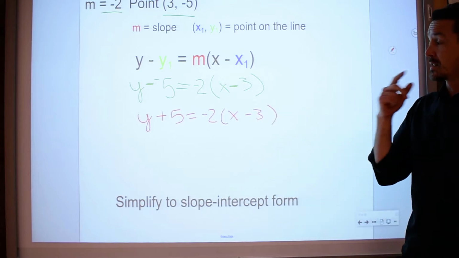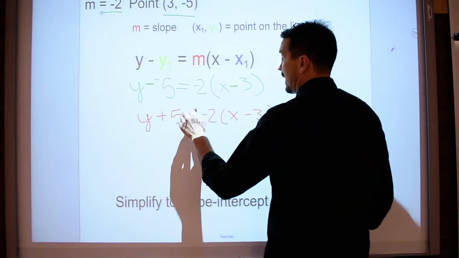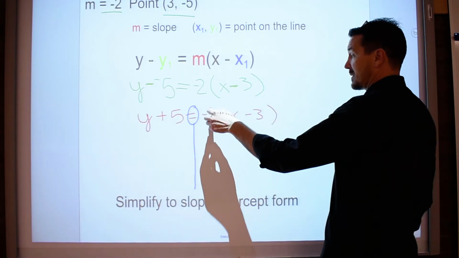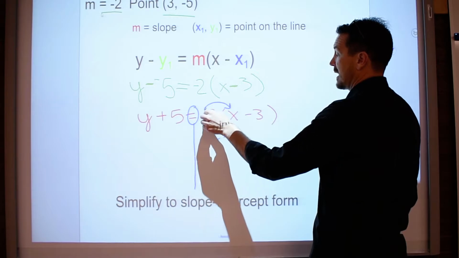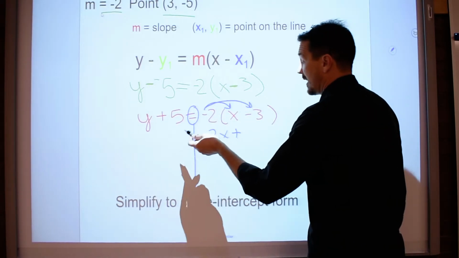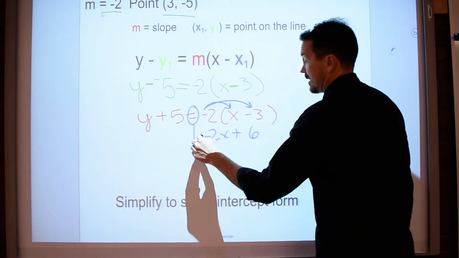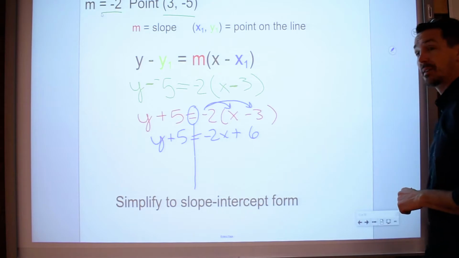So to put it in slope-intercept form, I have to simplify and then get y alone. And that means, again, I'm distributing. I'm saying -2 times x is -2x. -2 times -3, a negative times a negative is a positive, and 2 times 3 is 6. And now I have y plus 5 is equal to -2x plus 6.